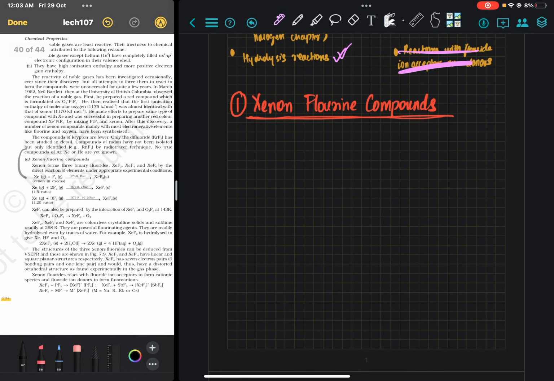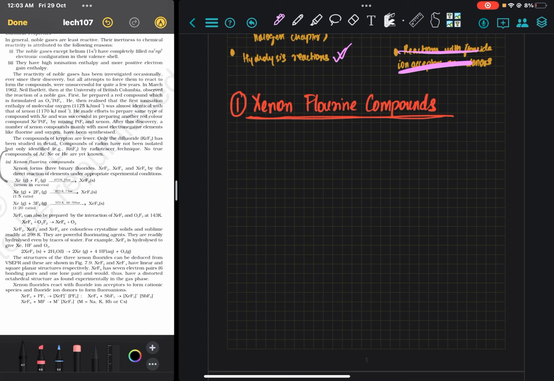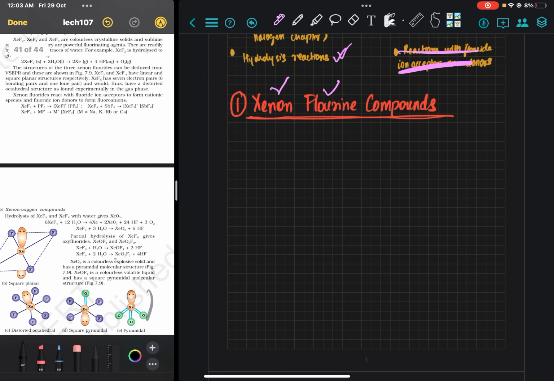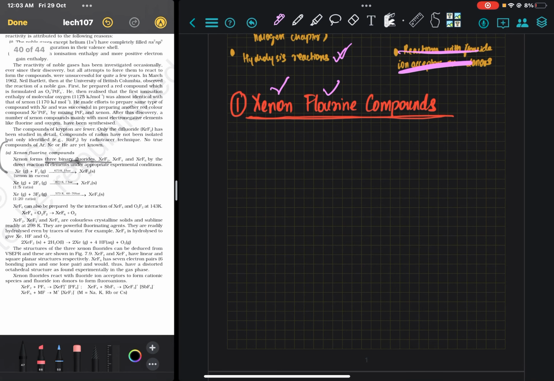Starting with Nonfluorine compounds, here we see that Xenon forms three binary fluorides. Why binary? Because it has only two elements, xenon and fluorine. Later on we see compounds which have three elements, that's why they're no longer binary. So when you talk about binary fluorides, there are only three: XeF2, XeF4, and XeF6.